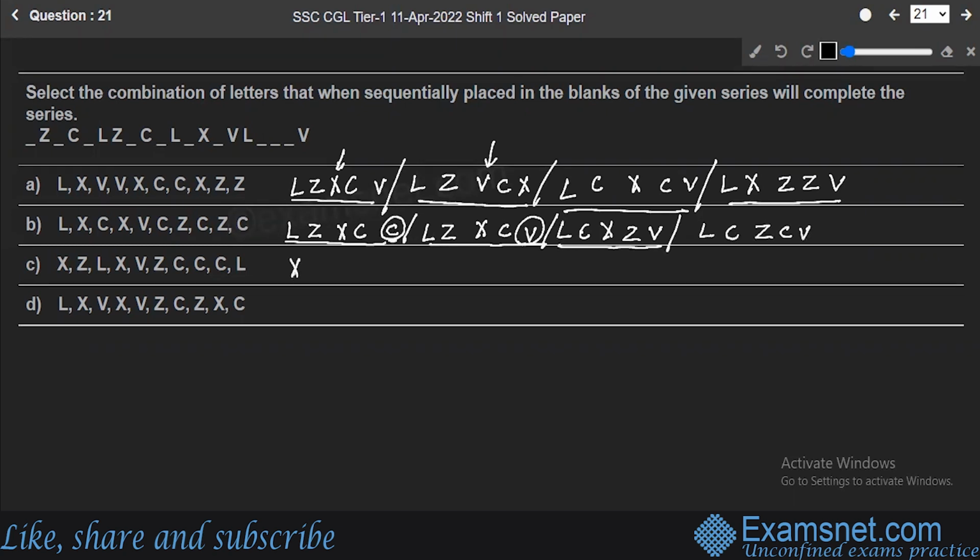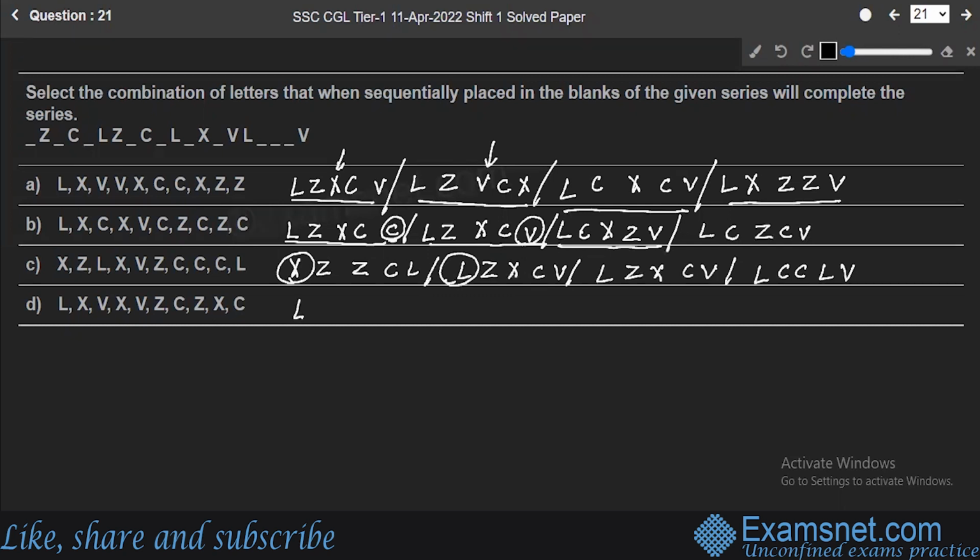It is X, Z, Z, C, L slash L, Z, X, C, V slash L, Z, X, C, V slash L, C, C, L, V. So no, again, it's not forming a pattern. X and L, the very first one itself, is not forming any pattern. So we'll leave it. Let's go with the last option.